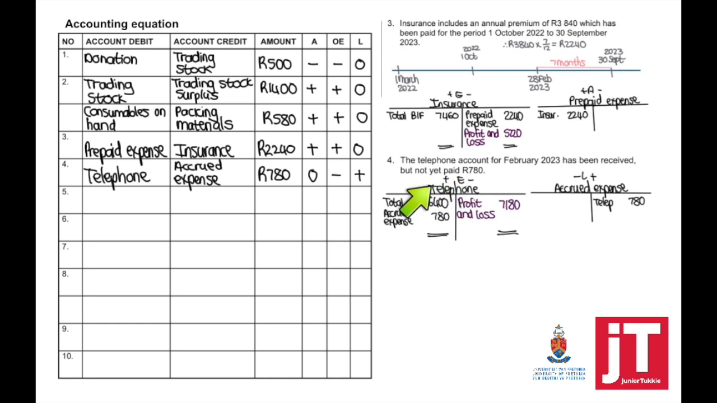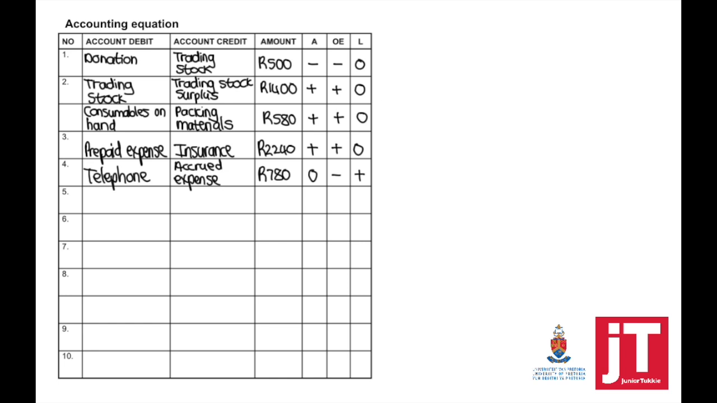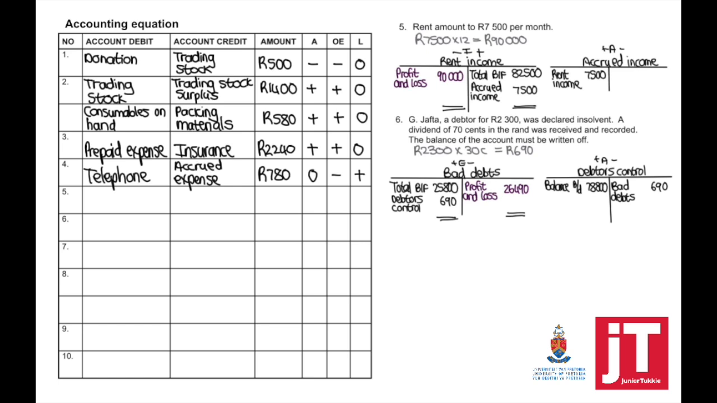Because my expense increases, it will have a negative effect on the owner's equity. Liabilities plus. Adjustment number 5, rent income and accrued income. Account debited: accrued income. Account credited: rent income. Amount 7,500. Assets plus, because my income increases, it will have a positive effect on the owner's equity.